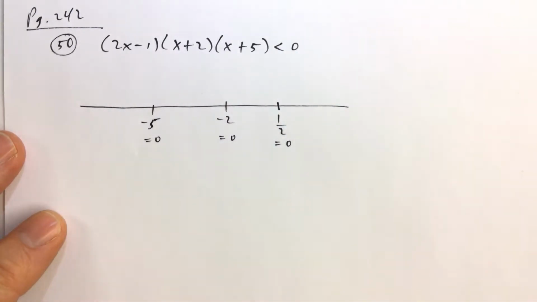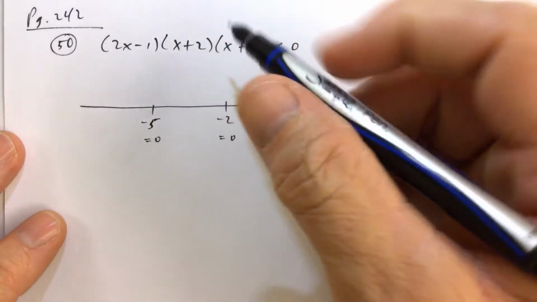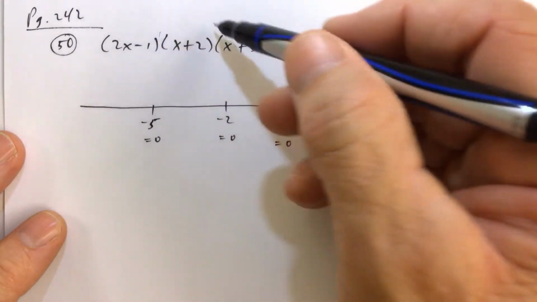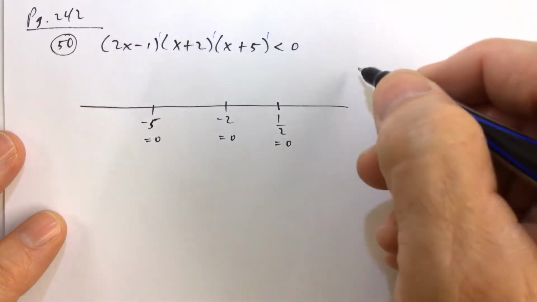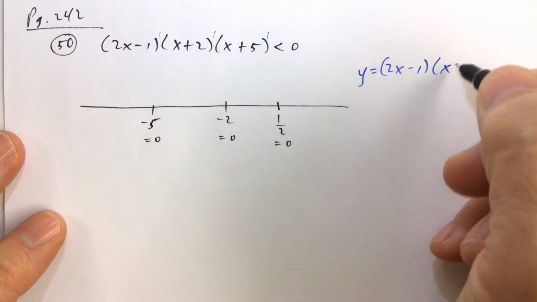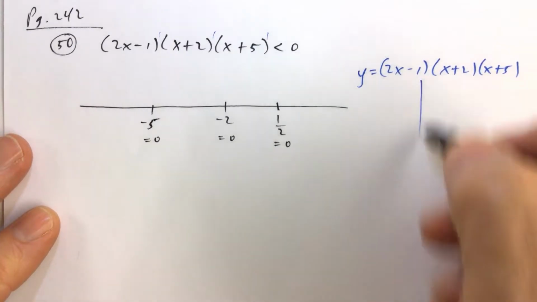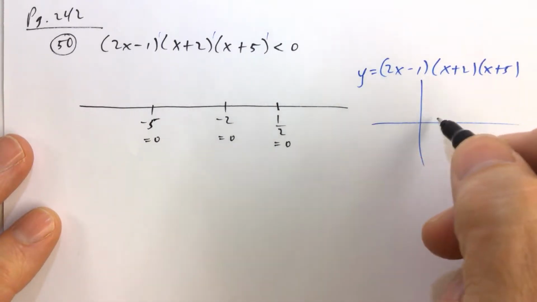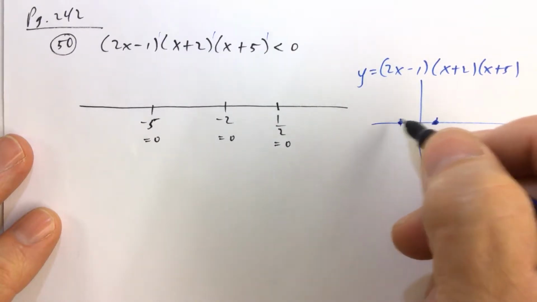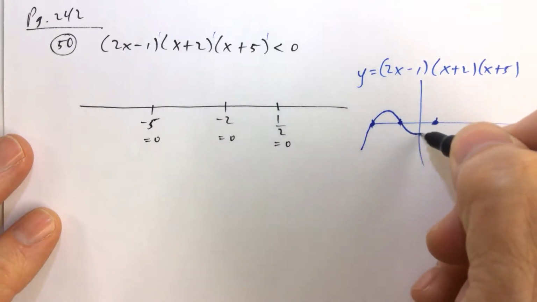So we have to set up a sign chart. It's the easiest way, or you could do this: you could think of the graph of the function. Each of these multiplicities is 1. So if we were to graph y equals the same function, like that, we know we have these three x-intercepts: 1/2, -2, and -5, and we know the graph goes up from left to right.